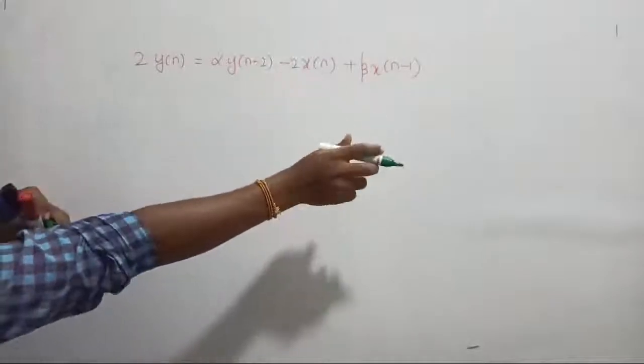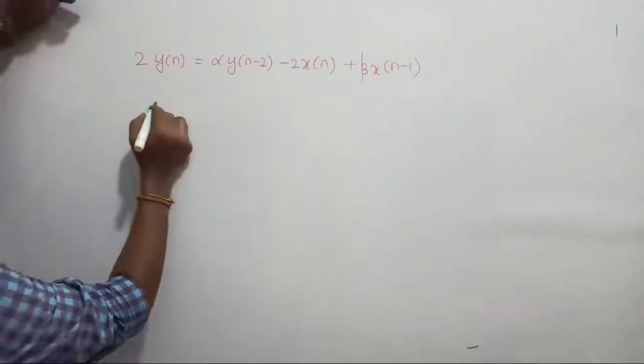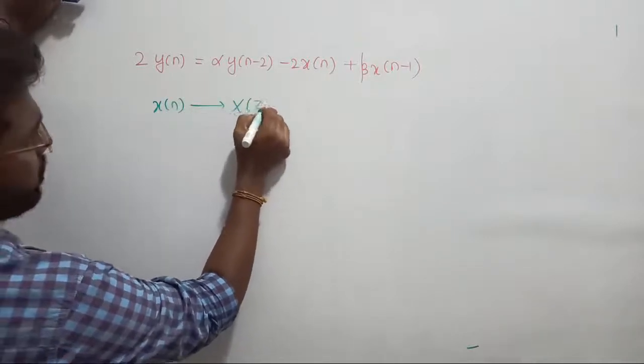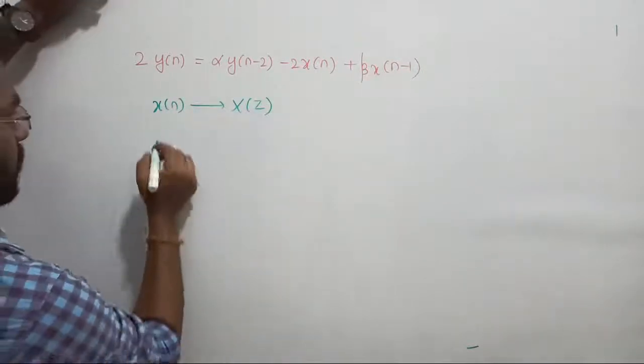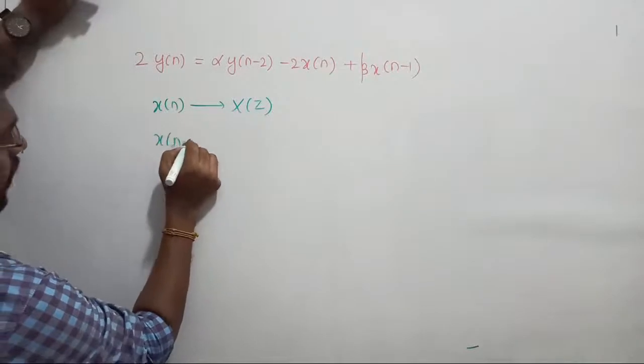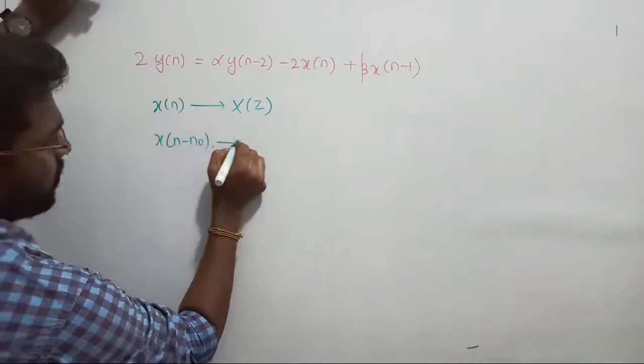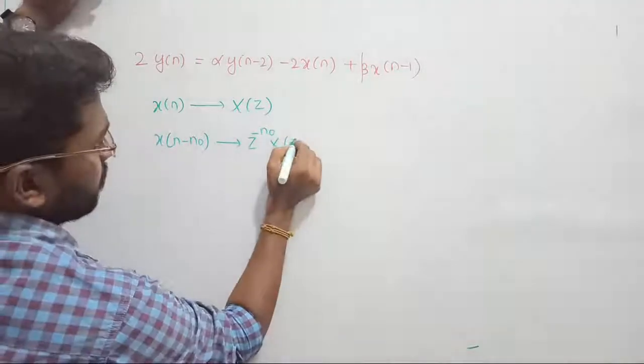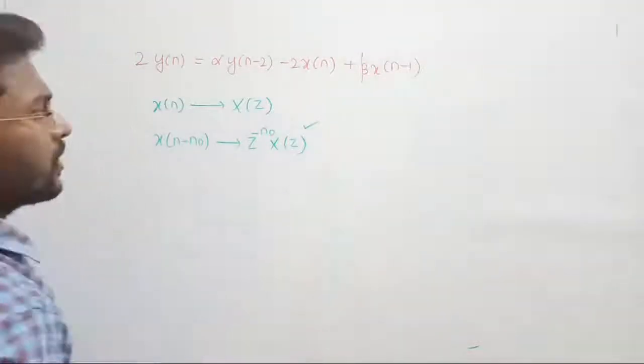First for that we name the property. For x of n, its corresponding Z transformation can be defined as x of z. Exactly correct. If I have a function x of n minus n naught, then its Z transformation can be defined as z power minus n naught into x of z. Yes, this is correct. Let us go ahead.